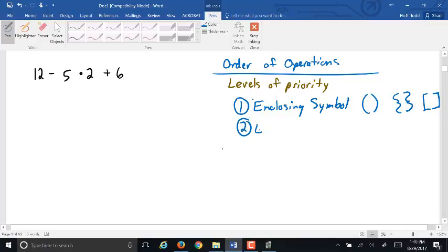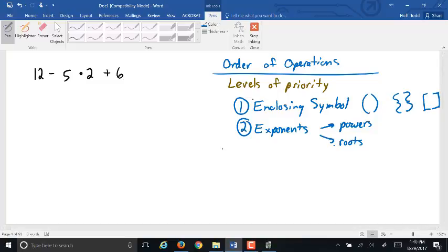Our second level of priority is exponents. Exponents include two things: powers and roots. We talked a little bit yesterday about operations coming in pairs. Addition and subtraction work together. Multiplication and division work together. Powers and roots work together. They're inverses of each other. So they're really the same thing. One's going forward, one's going in reverse.